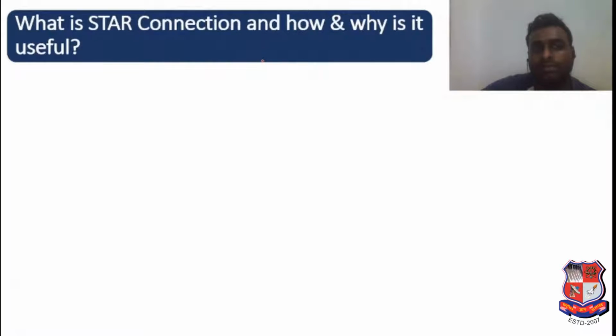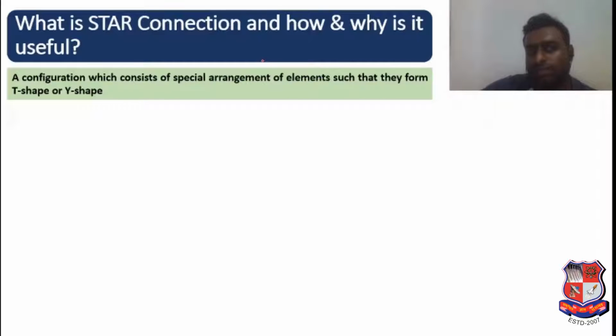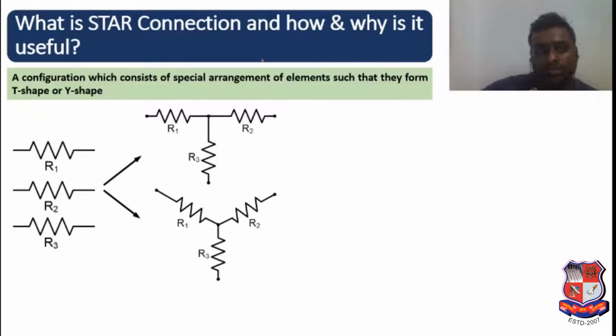So that is the star connection or delta connection. Now why it is called a star connection and how it is useful, we will be seeing here. A configuration which consists of a special arrangement of elements such that they form a T shape or Y shape. Star connection and delta connection are three-phase connections. Whenever we say three-phase connection, there will be three elements. Over here you can see R1, R2 and R3.